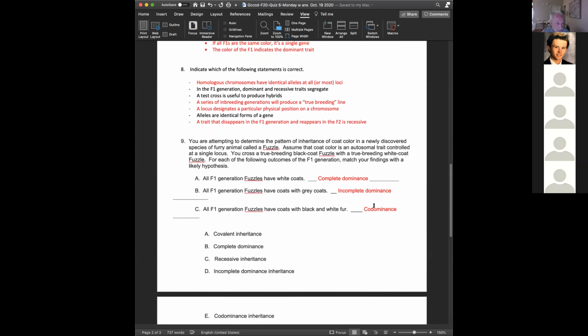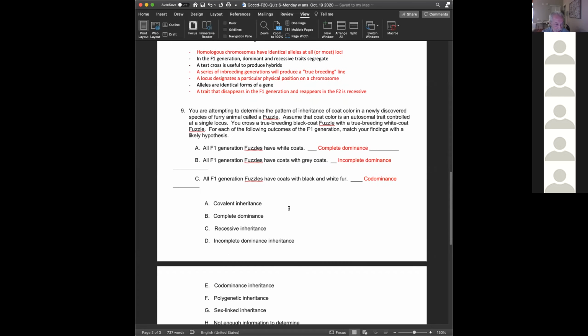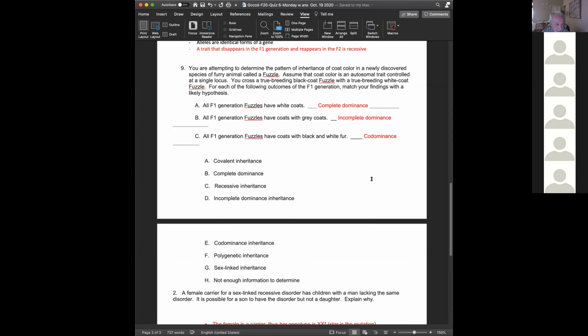And number 9, this is a question that Scott posed. He wants to know, with this animal called a fuzzle, number 1: if you cross black and white fuzzles, and in the F1 they all have white coats, what is that? Choose from the list below. It's complete dominance. If they have gray coats, it's incomplete dominance. And if they have patches of black and white fur in the same animal, that would be codominance.